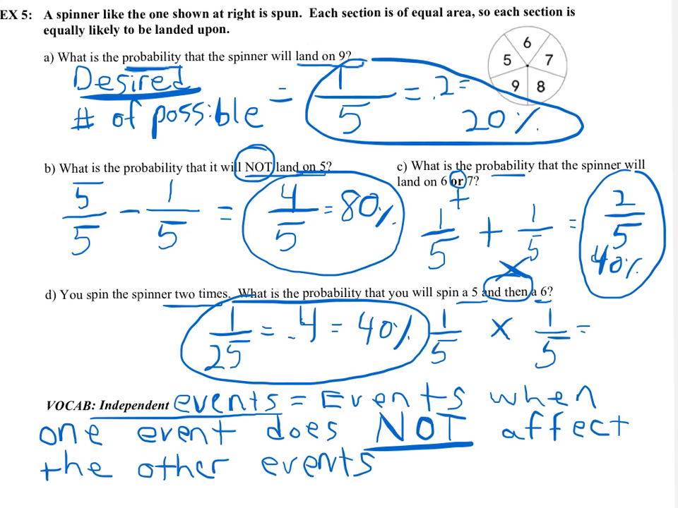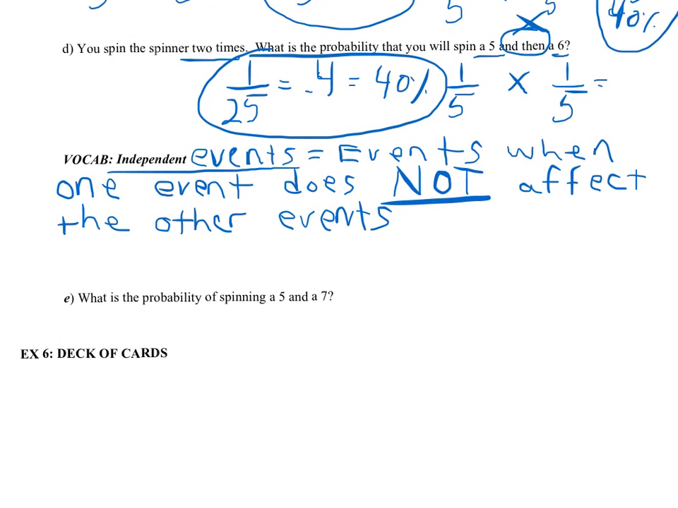Okay, if I'm just talking about that third spin, the probability of spinning a 6 on the third spin is still only 1 out of 5. If we're talking about one event, the previous spins have nothing to do with the other ones. Another example would be a coin flip. If you flip a coin 2 times, does the first flip influence at all what the second flip is going to be? And the answer is no. Each flip is totally independent of the other one.